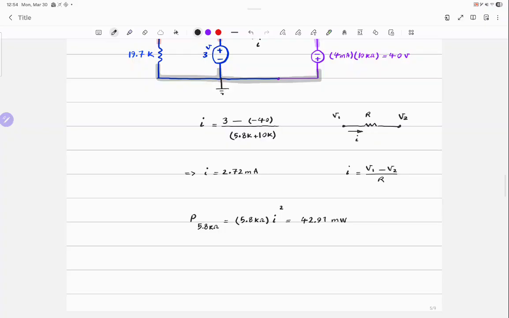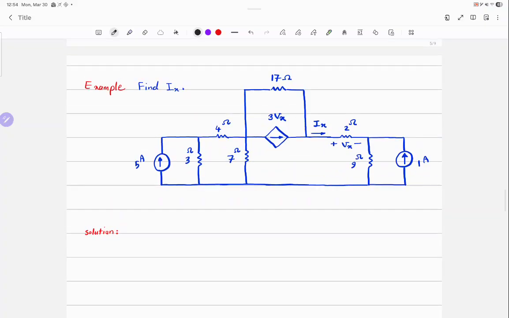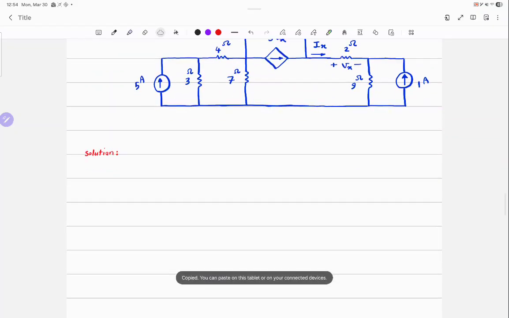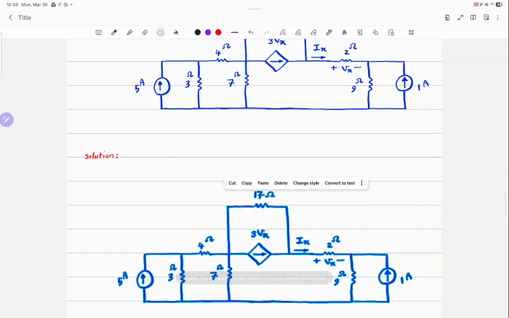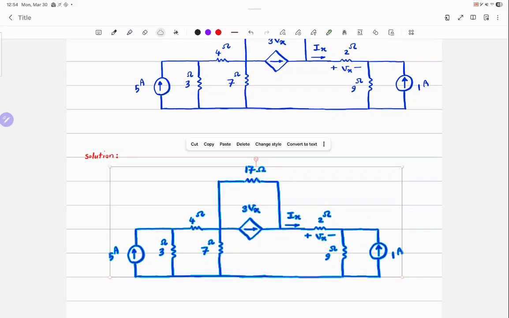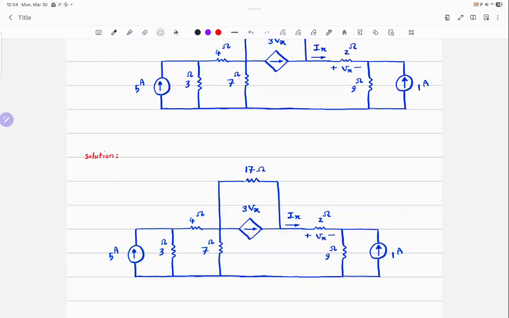Any question, problem? Let's find Ix in this circuit. Okay, so again, I can just directly go and solve it, or I can do some simplification. Is there any source transformation that is obvious here? Left and right current sources can be changed, right? So let me remove them.